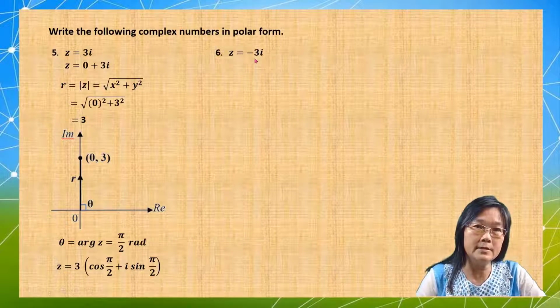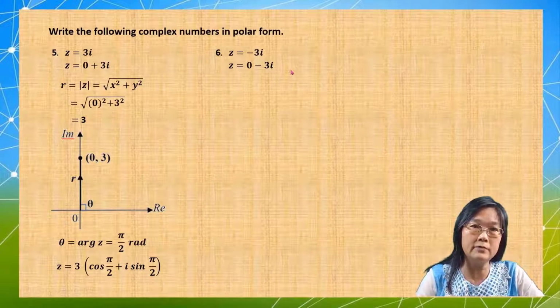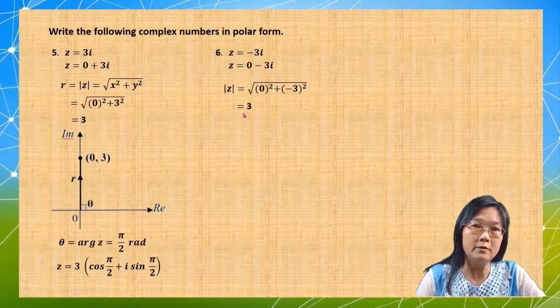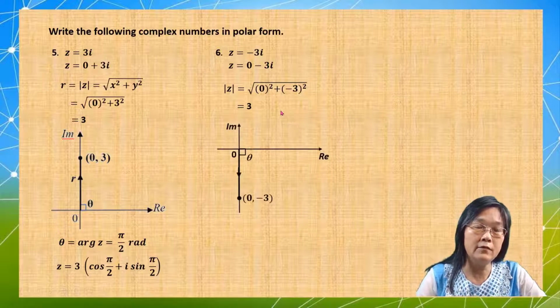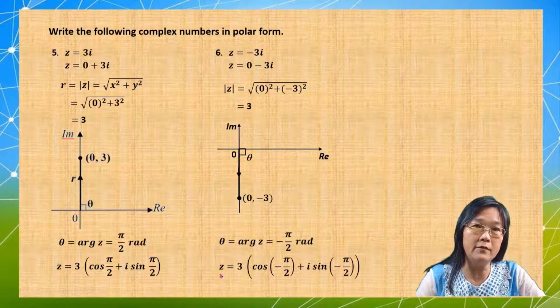Next, for z equals negative 3i. So when z equals negative 3i, x is equal to 0, y is negative 3. Now to find the modulus, when we sub into the formula, the modulus is 3. Then as for the argument, from the diagram, we know that the position of this complex number is at the negative imaginary axis. So from the diagram, we can see that the argument is negative 90 degrees, that is negative pi over 2. So therefore, the polar form for this complex number is this one.